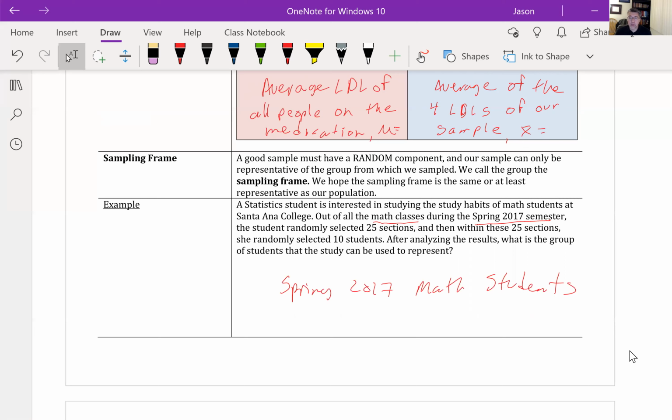And it's the spring 2017 math students. Okay, that's the population that we're analyzing. That's what we call the sampling frame.